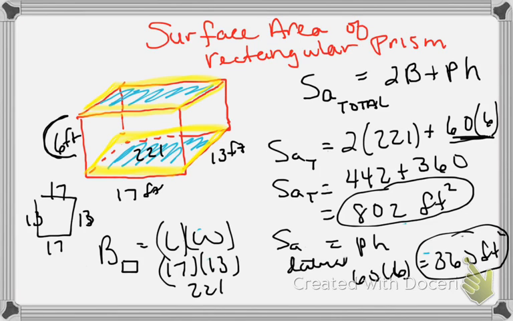So let's say this box represents a room. We would paint the walls, so we paint all the way around, and it would be 360 square feet. But if we wanted to paint the floor and the ceiling and the walls, it'd be 802 square feet. That's how you find the lateral and surface area of a rectangle prism.